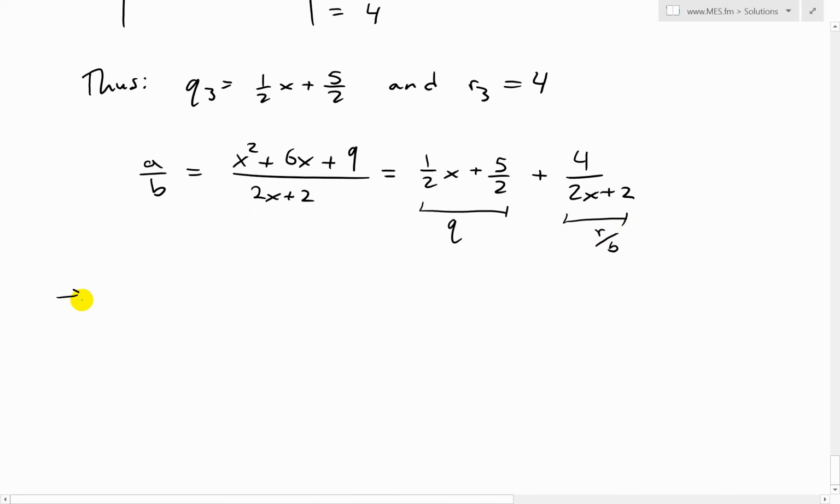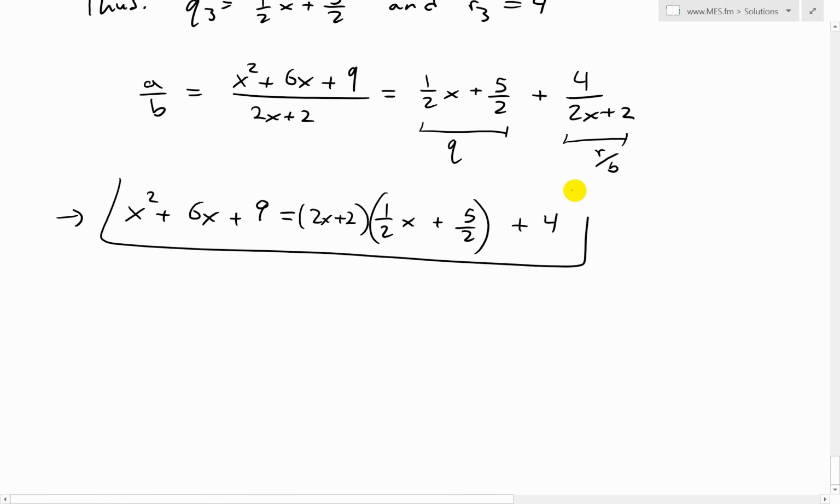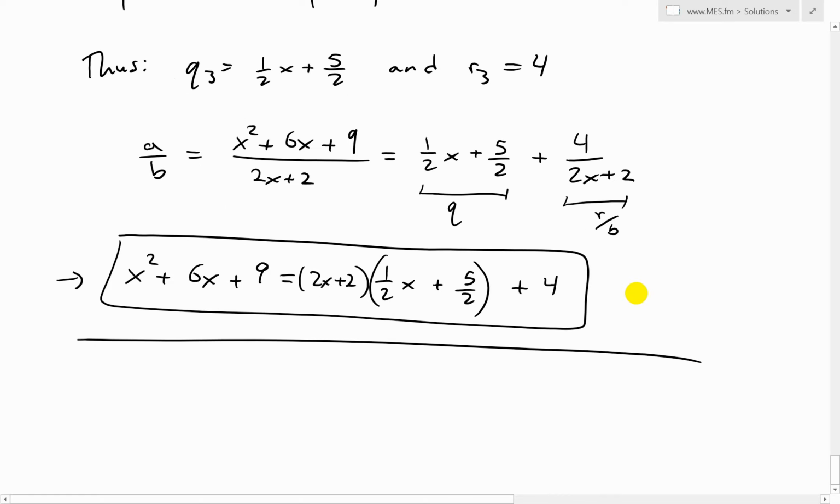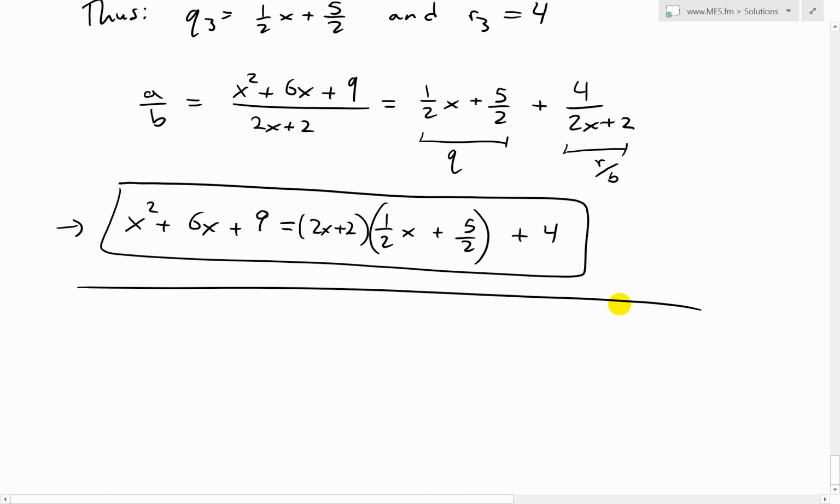In other words, put that in the Euclidean division form. We have x squared plus 6x plus 9 equals 1/2 x plus 5 over 2, that's our Q, times 2x plus 2, and then multiplied like that, plus 4 as a remainder. So there is our Euclidean division, and it's exactly the same thing. You can just divide it out or multiply it out, and then you get it in this form. Absolutely amazing stuff.